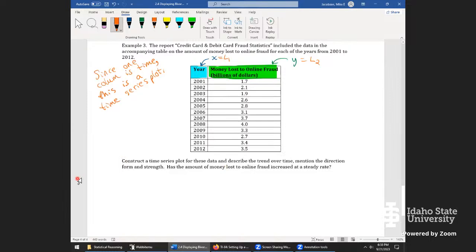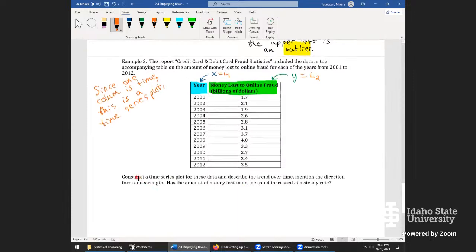It says here, construct a time series plot for these data. Describe the trend over time, mention direction, form, and strength. And then we'll answer that follow-up question there. Well, any questions, folks, before we give it a try? Okay, so this one is meant to be very similar to a WebAssign style of a question.